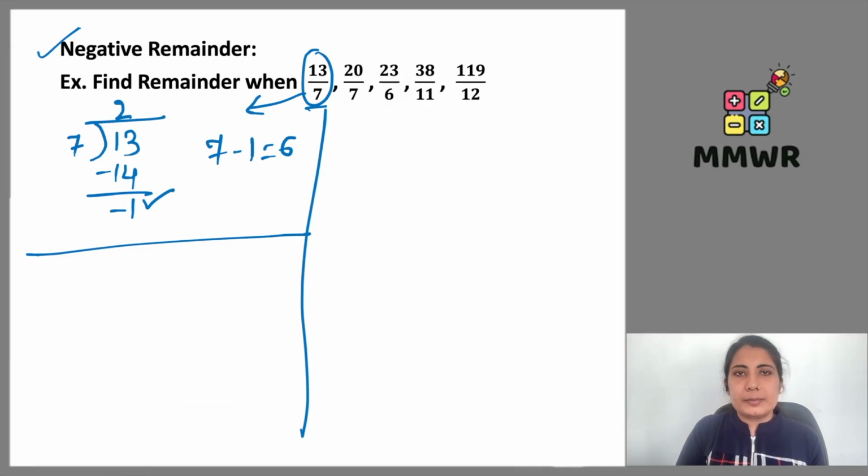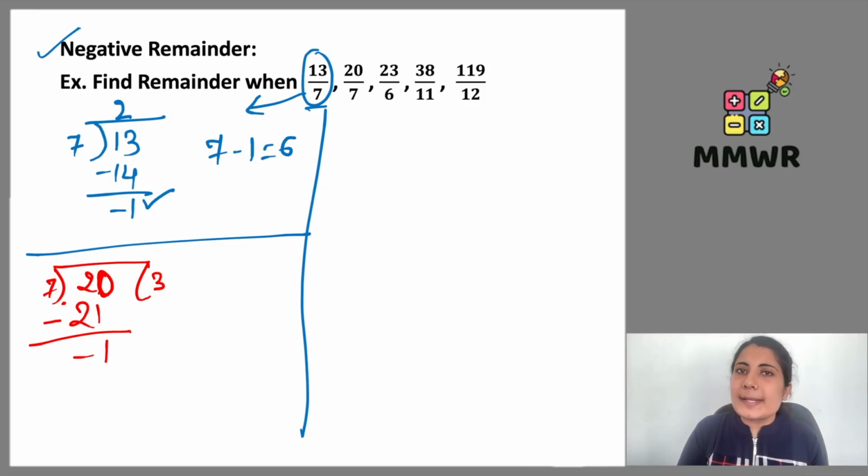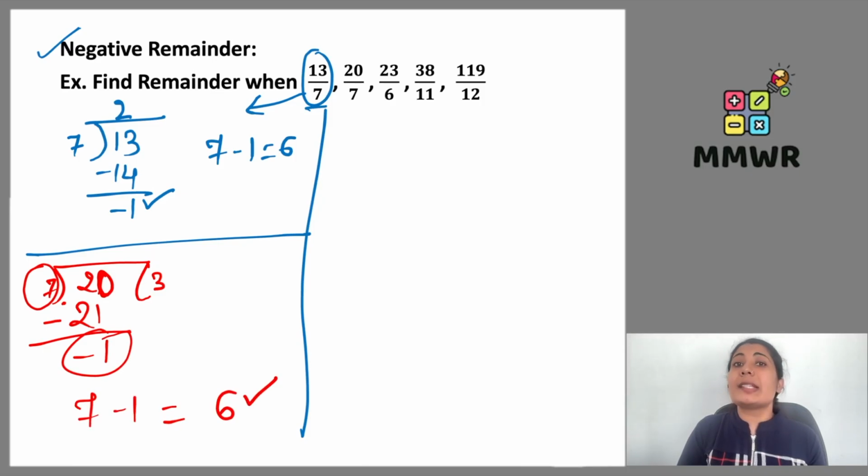Now, second case. 20 divided by 7. I know in the table of 7, 21 comes 3 times. So I can take the help of negative remainder here. 20 minus 21 gives me minus 1. Now I have to simply take the difference of 7 minus 1, that is 6. So here also the remainder is 6. Actual remainder is 6, but the negative remainder is minus 1.